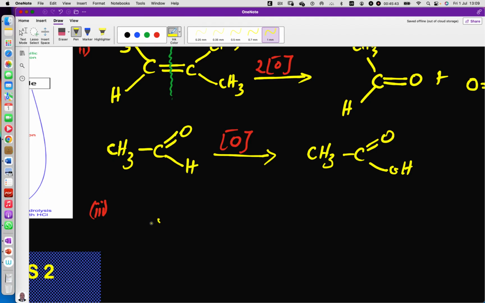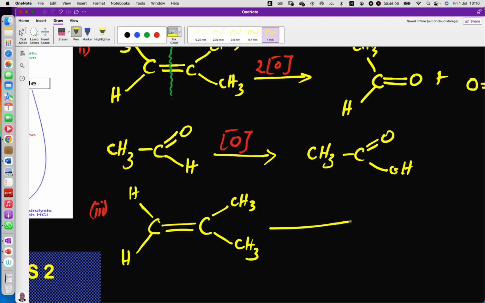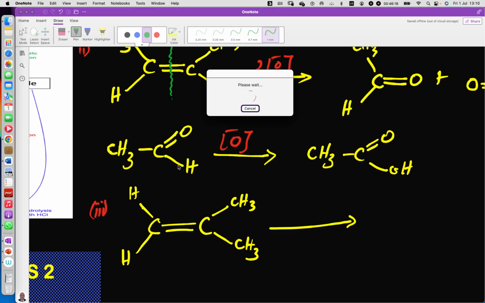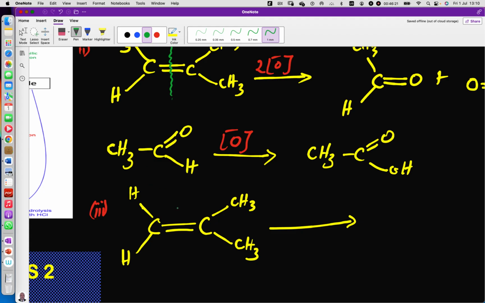The alkene is, let me say this one, it has hydrogen at both ends, and we have this one. Now I said that under this harsh condition, what happens? Under this harsh condition it is going to break equally.